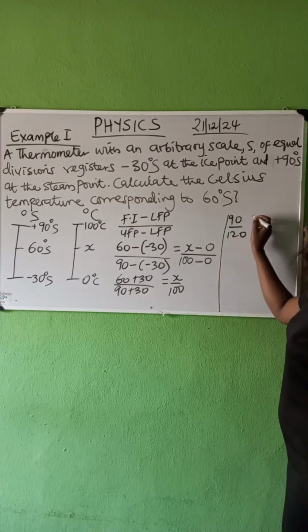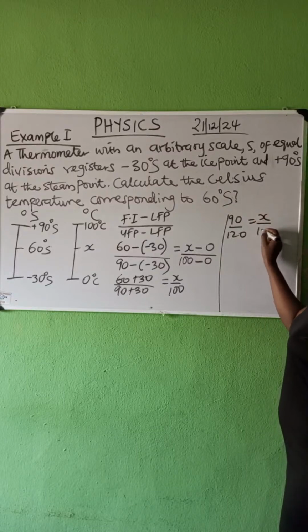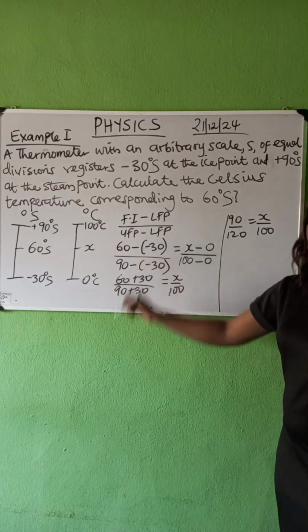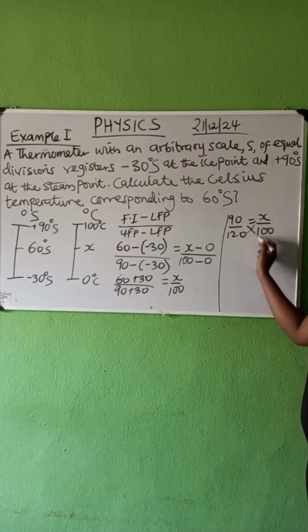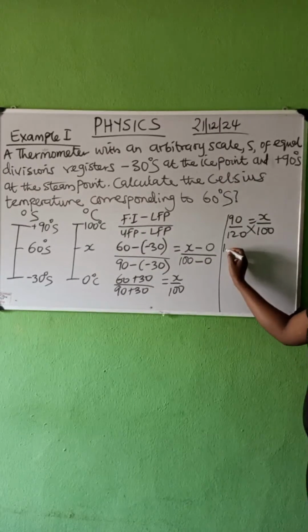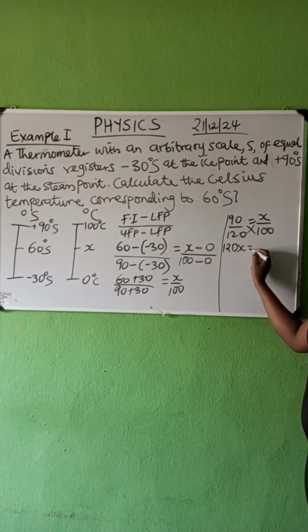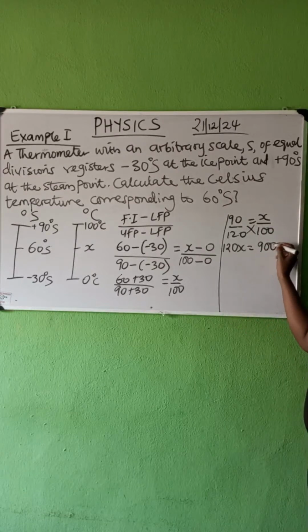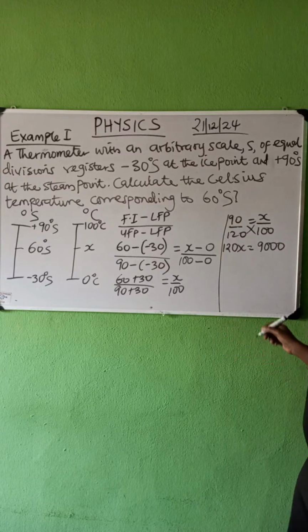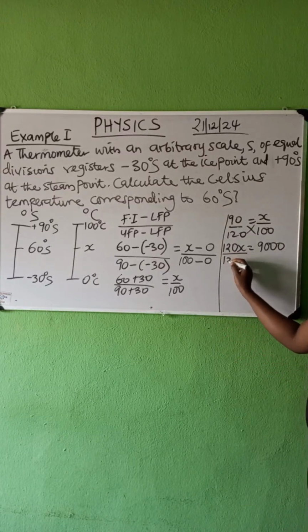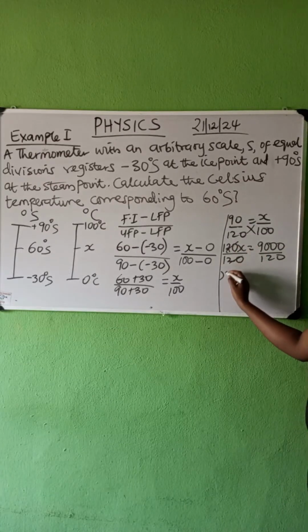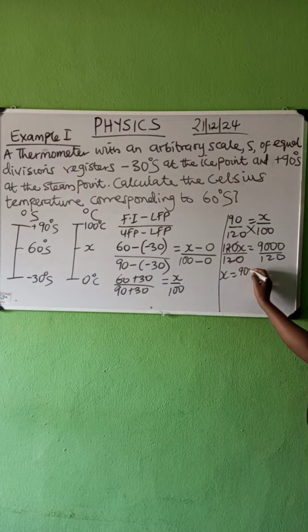Is that clear? Now it is equal to x over 100. Because we're looking for the value of x, which is the temperature on this Celsius scale, we're going to cross multiply. Now we have 120x equals 90 times 100, which is 9,000. Now we want to find the value of x by dividing by the coefficient of x, which happens to be 120. Then we cancel this. So my x equals 9,000 over 120.